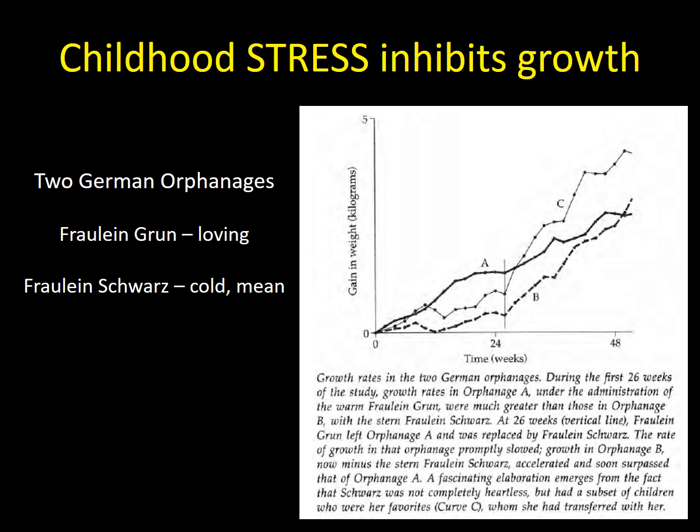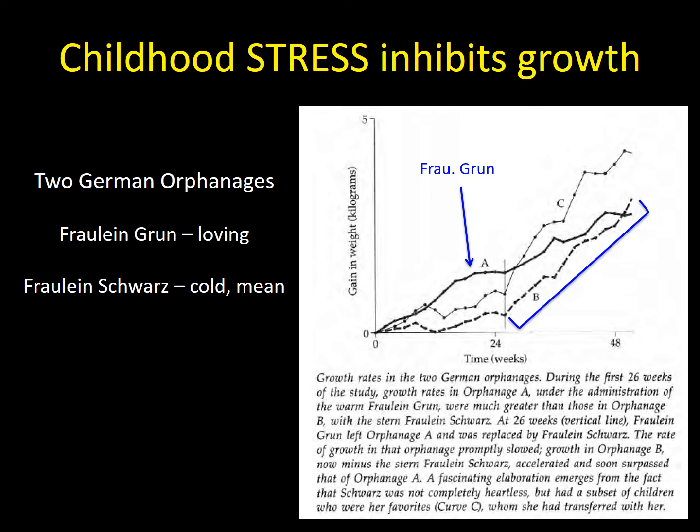And what we see here are 3 lines representing kids at just 2 different orphanages. And the orphanages differ in the temperament of the ladies running them. So when kids who were now grown up were interviewed by the researchers, they reported that the Fräulein Grün, who was at Orphanage A for the first 25 weeks of this look-back period, was considered a really warm, loving character. The orphans, now grown up, remembered her fondly.